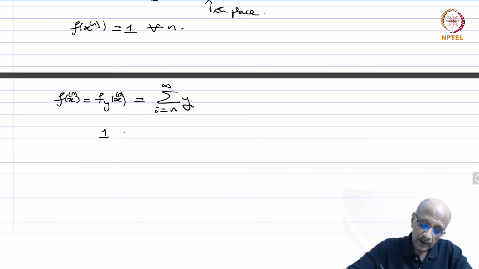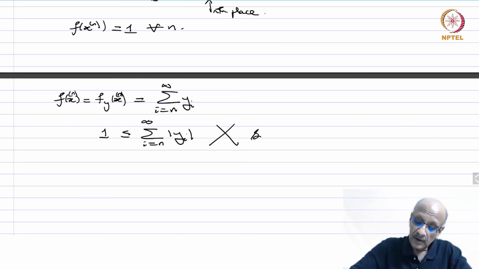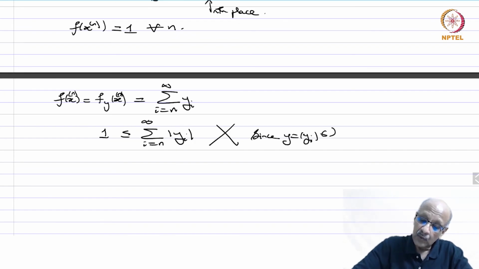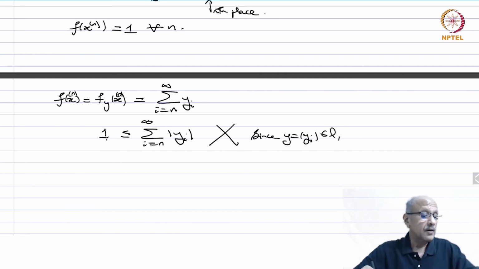So 1 is less than or equal to sigma i equals n to infinity of mod y_i, and this is not possible. This is a contradiction since y equals y_i belongs to L1. If it is in L1, this is the tail of a convergent series. It should be going to 0. Instead, it is always greater or equal to 1. So there do exist continuous linear functionals on L infinity which do not come from L1, and therefore L1 is not a reflexive space.